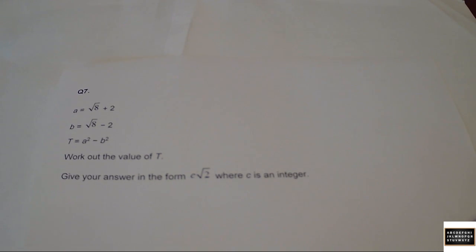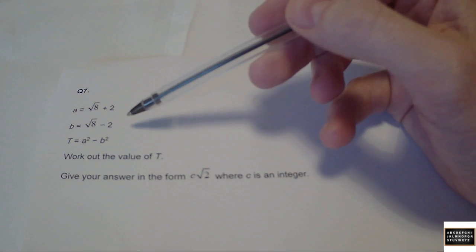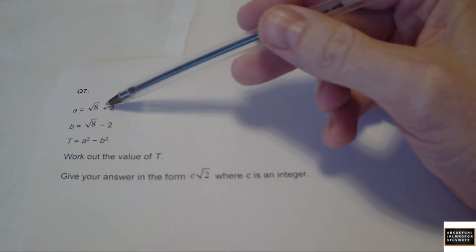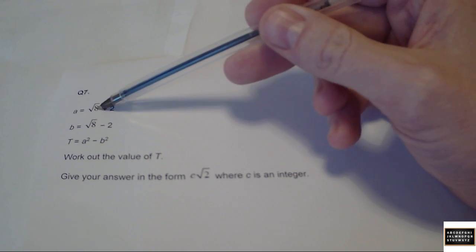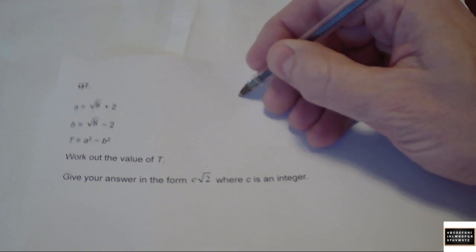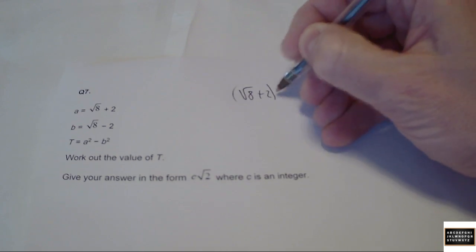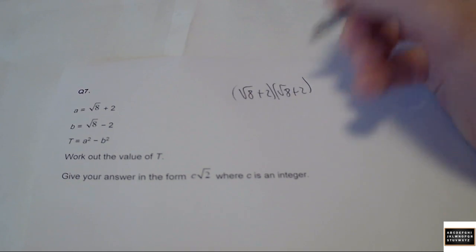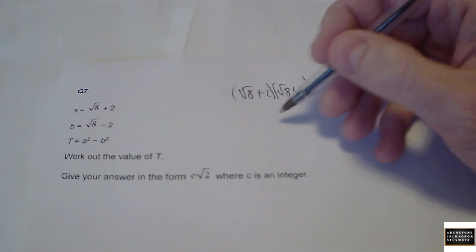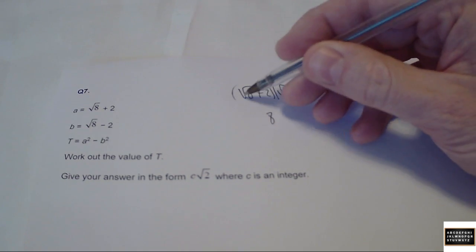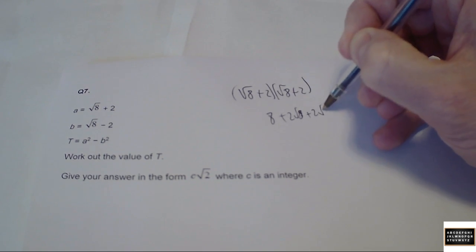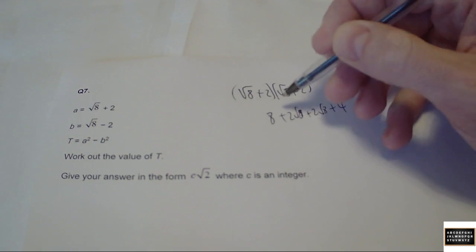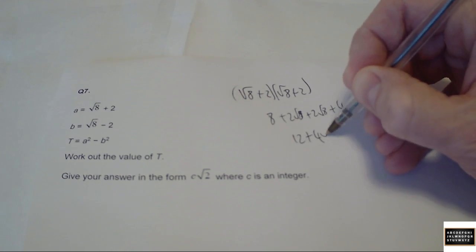This question here is, again, a similar sort of question, asking you to multiply out surd expressions. So this is asking for a squared minus b squared. So a squared, first of all, is root 8 plus 2 times root 8 plus 2. We need to multiply that out, so first two terms multiplied is 8, outside terms 2 root 8, inside terms 2 root 8, last two terms is 4. So you've got 12 plus 4 root 8.